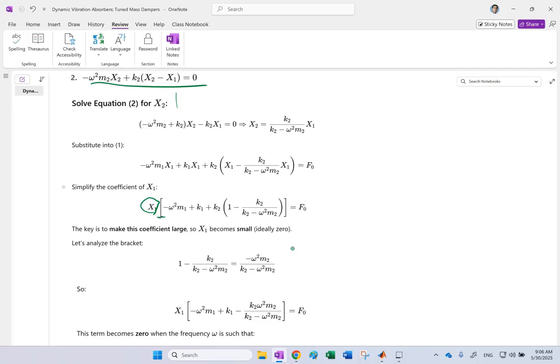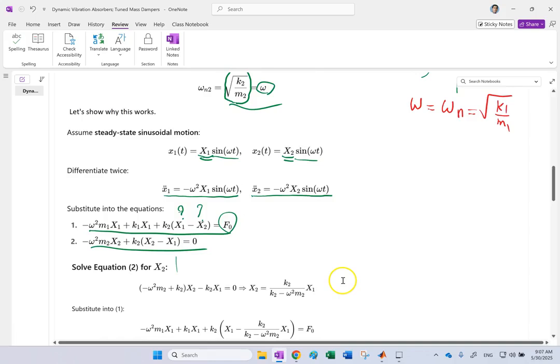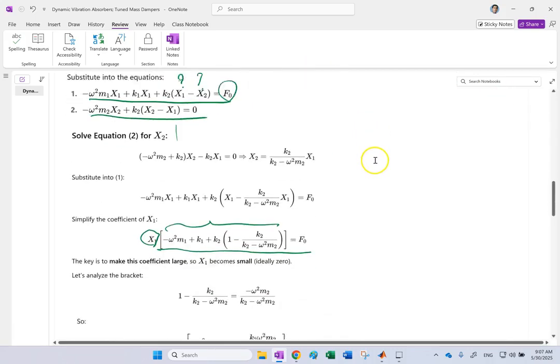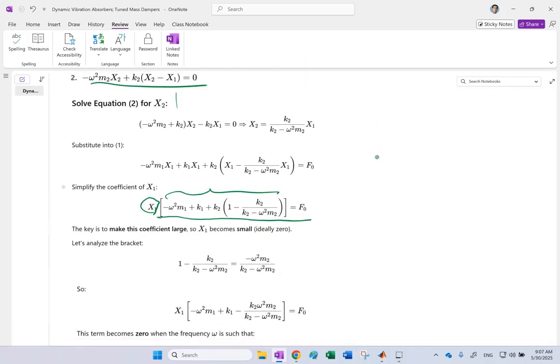So x1 is obtained from this equation, where you just divide f naught by this coefficient. Now, what happens to this coefficient when this condition that we wanted is satisfied? So now let's go in that equation, and wherever we have omega, we replace it with square root k2 over m2, or basically the square of it with k2 over m2. So I'm going to replace it with k2 over m2 here and here.